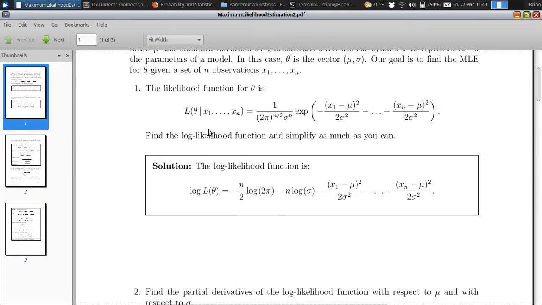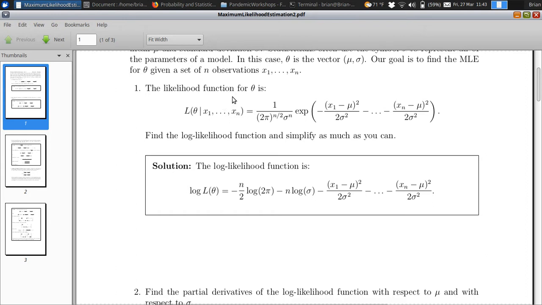Okay, welcome to another video about maximum likelihood estimation. Today we're going to look at an example where we're trying to estimate two different parameters at the same time. So we have a normal model, and the two parameters are the mean and the standard deviation of the bell curve. We have some data.